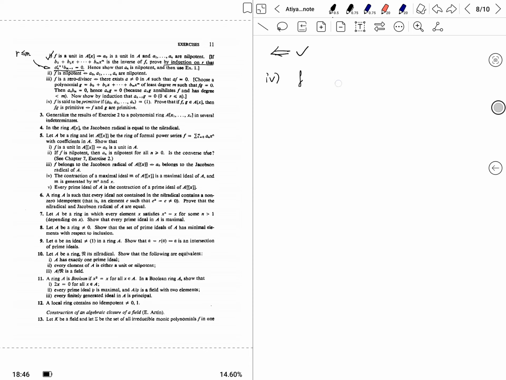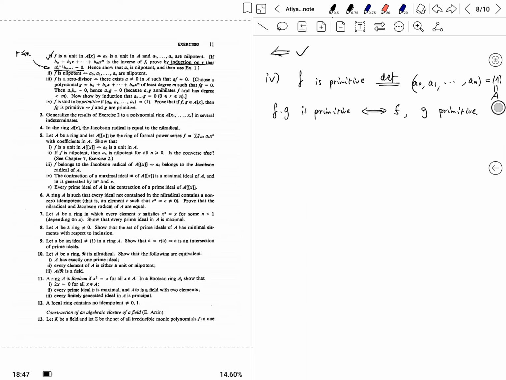The last one. f is primitive, by definition, if all the coefficients generate the coefficient ring as an ideal. That is to prove that f times g is primitive if and only if f and g are both primitive.